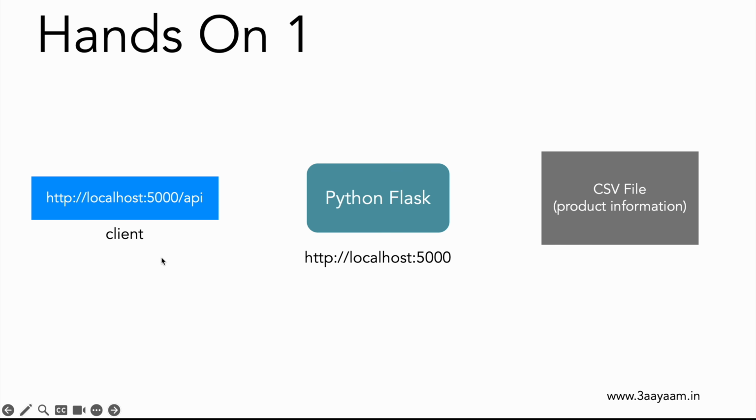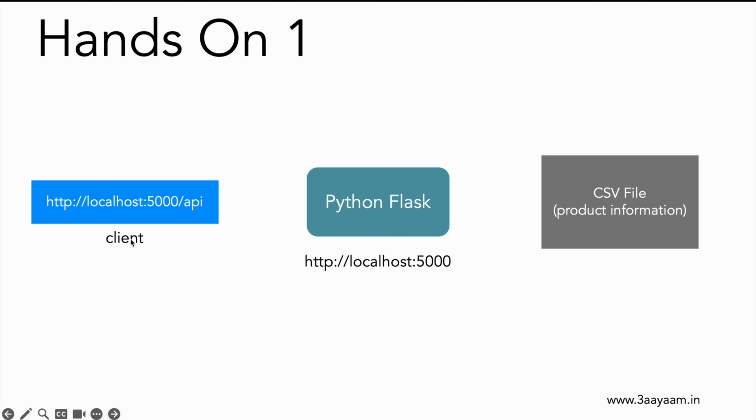And from the client, using this endpoint, which is http://localhost:5000/ followed by the name of the API, so the name of the API would be exposed by the Python Flask program. The client can be a web browser or it can be a tool also. I'll tell you about the tool shortly.